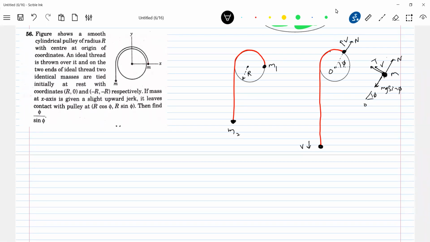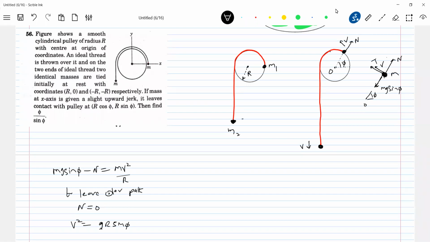And what is the condition to leave the circular path? N should be 0, no? So write down the equation. So mg sin phi minus N equal to mv square by r. To leave the circular path, N must be less than or equal to 0. Don't write greater than. N must be less than or equal to 0. I'm just writing equal to that one. So this will be v square equal to gr sin phi. Okay, let's write down the equation.